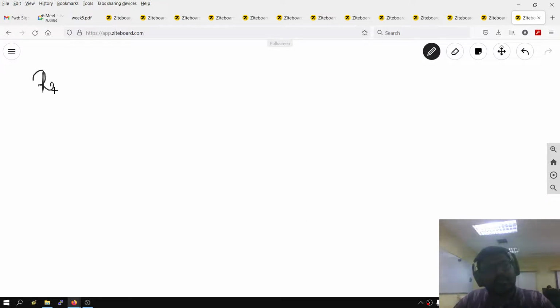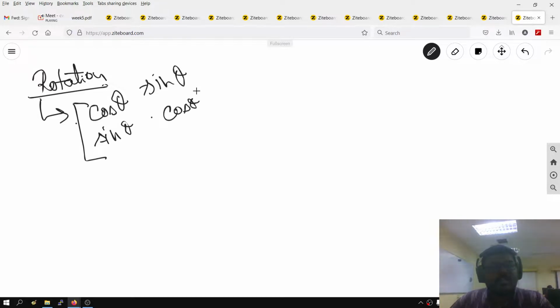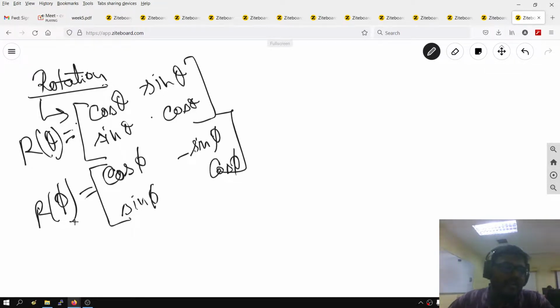The conclusion is that the rotation matrix takes the form cos theta, minus sin theta, sin theta, cos theta, if I want to move by an angle of theta. If I represent that in terms of phi, as we have derived in our equation, it should be cos phi, minus sin phi, sin phi, cos phi. So it purely depends on the angle by which you want to rotate.